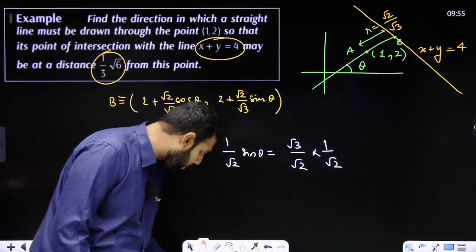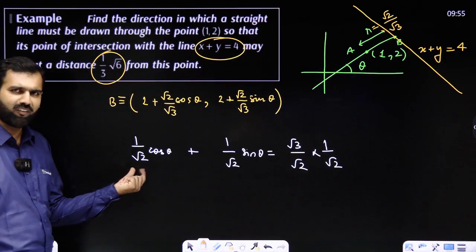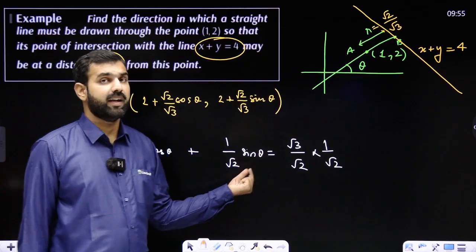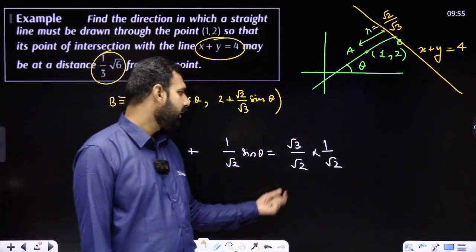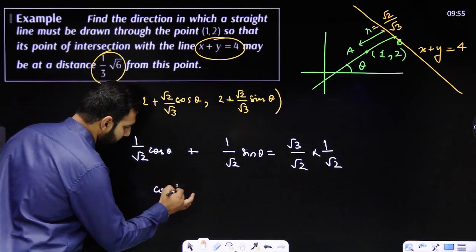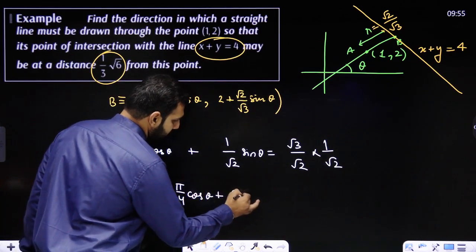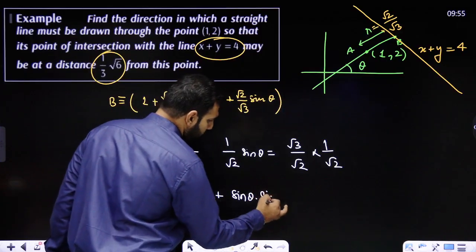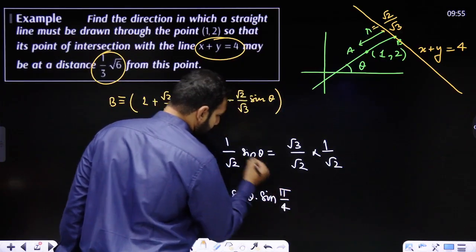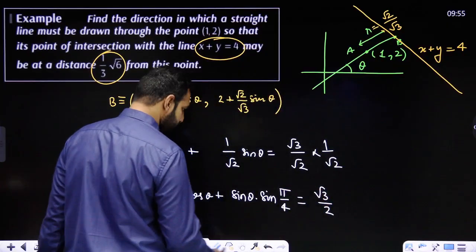I hope you are aware that 1 by root 2 can be taken as cos pi by 4, cos 45 degree. This 1 by root 2 can be taken as sin pi by 4, sin 45 degree. And this is root 3 by 2, right? So this here is going to be cos pi by 4 cos theta plus sin theta sin pi by 4, or whatever you wish to write it, and that is root 3 by 2 over here. I hope there is no confusion on this.